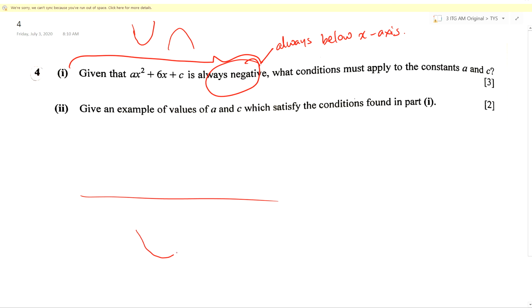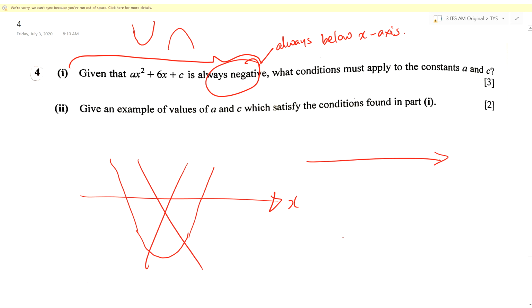A parabola opening up, can I say that this is always below the x-axis? No, because we know that it always extends this way. So this is impossible. The only possibility that we have left is this. So we are now going to try and describe this parabola. This is a parabola opening downwards.